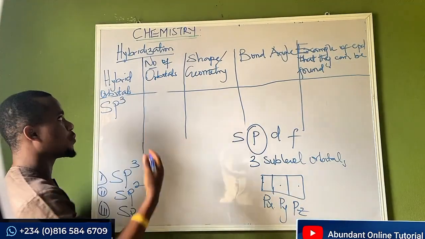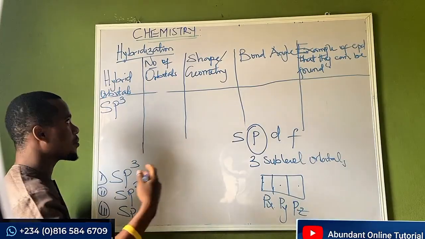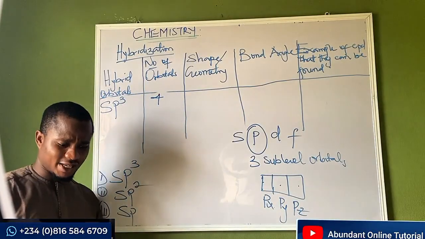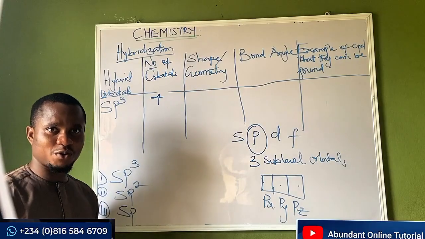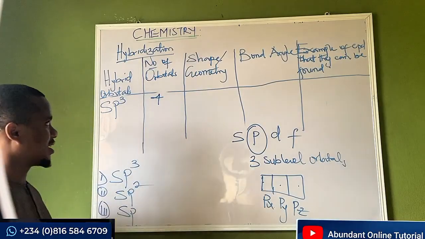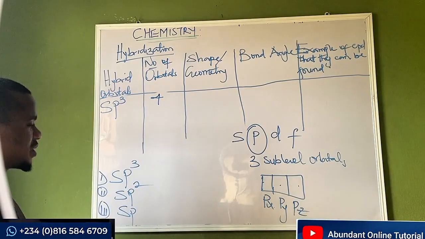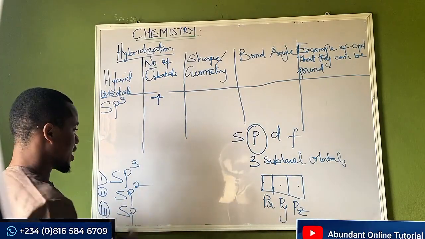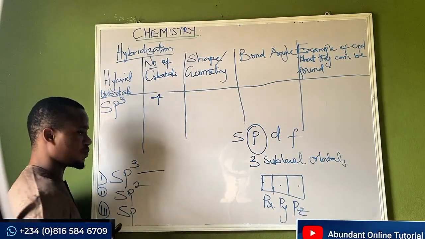The number of orbitals in sp3 is 4. How did I get 4? I know you are confused, or probably wondering how I got that. I'm going to explain. Calm down. So in sp3 we have 4 orbitals. Let me explain. This is sp3, right?